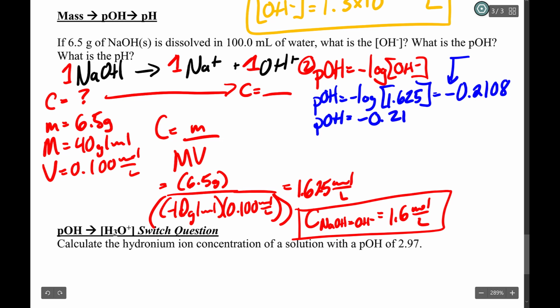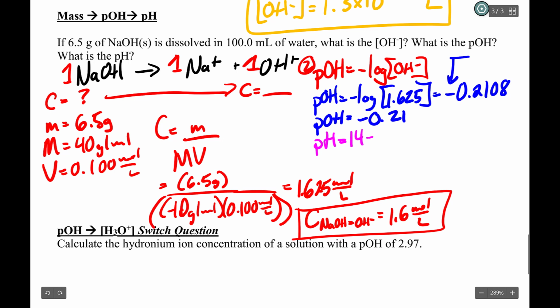Then to get my pH, I'd have to take 14 minus the pOH. So this would be 14 minus a negative 0.21. And so the pH is going to be equal to 14.21.